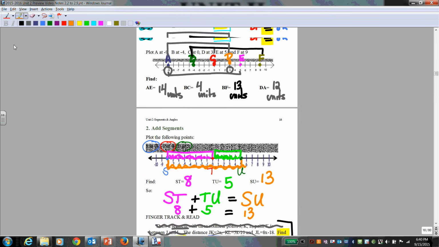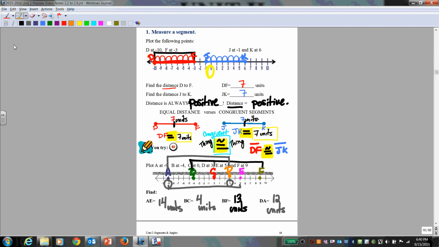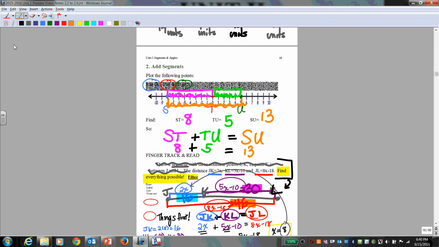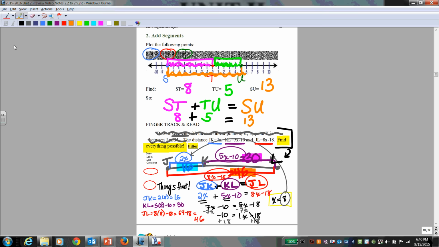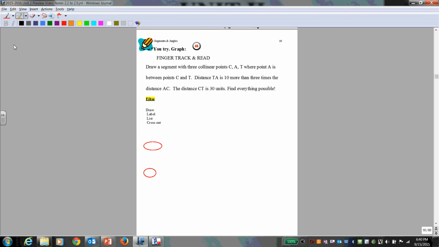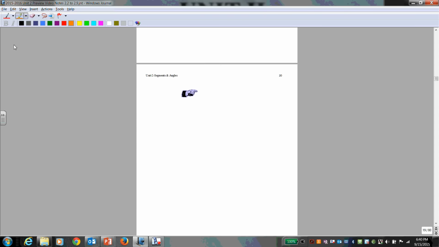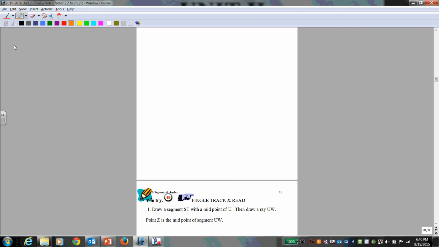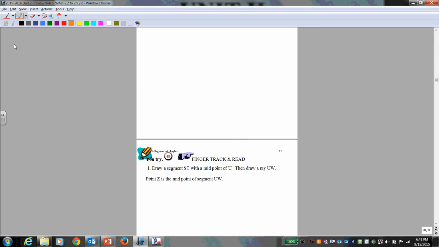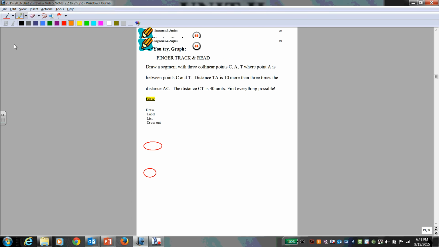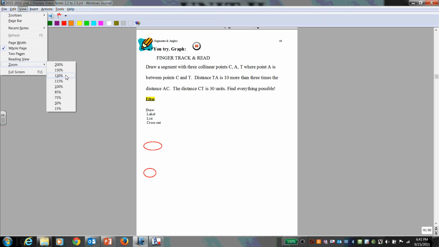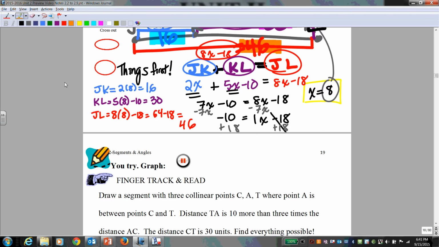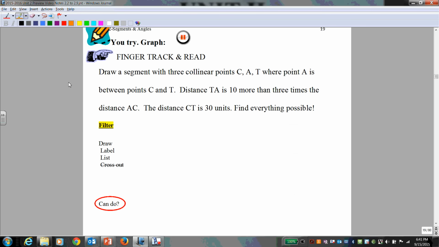So what have we done? We've talked about the measure of segments and segments being congruent. We've talked about how little segments add up to bigger segments. And on that note, I want you to go ahead and try this page on your own. Pause.